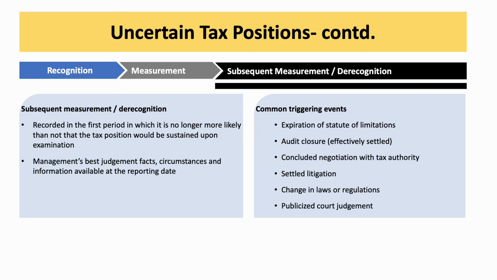So the last piece of UTPs with respect to their recognition is the subsequent measurement and derecognition. So you can recognize a UTP for the first time, but then you have to review it every year to make sure that it is still valid. There are some triggering events wherein you can release a previously recognized uncertain tax position. Those reasons could include expiration of statute of limitation, closure of any current audits, any negotiation that you have agreed upon, like an advance pricing agreement with tax authority, any litigation which has been settled, which involves a similar transaction that you are currently accruing for, or any subsequent change in the laws or any court case in a similar matter.